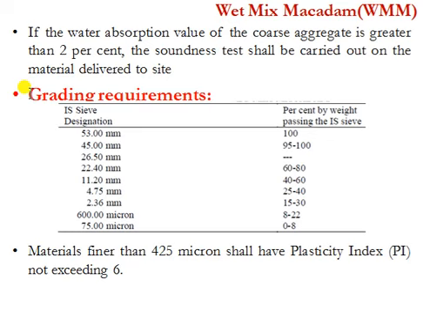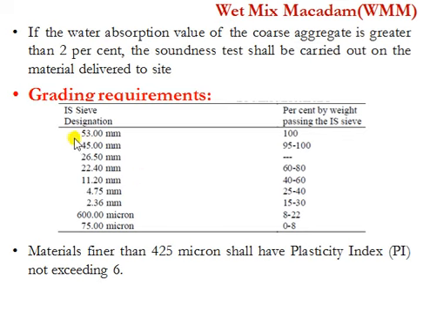So grading requirements. The aggregates used in the construction shall conform to the grading limit given in the table. So this is a table which is given in IRC 109 2015. So the materials or aggregates used in the construction should conform to this specification.